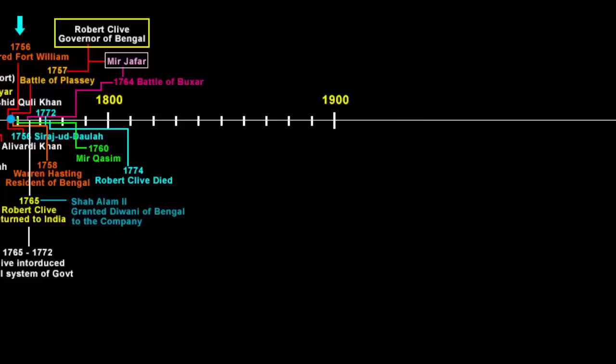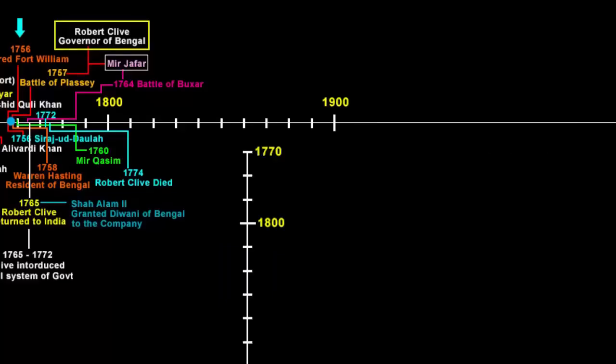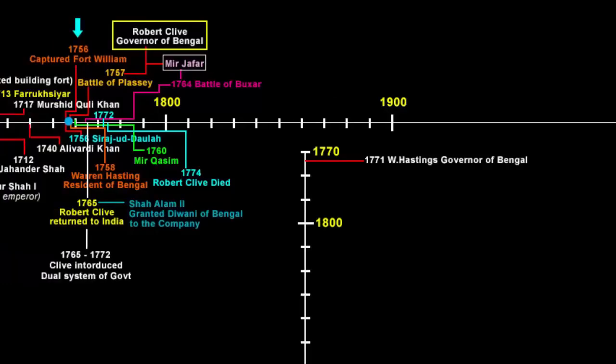Let me make a new timeline from here on so that everything looks clear. Warren Hastings became the Governor of Bengal in 1771. Before his arrival as the governor, the dual system of government was already there and it proved to be very defective and unsatisfactory. Remember the dual system of government that was introduced by Robert Clive in 1765 and lasted till 1772? There was absolutely no justice during this time. The courts were the instruments of power.